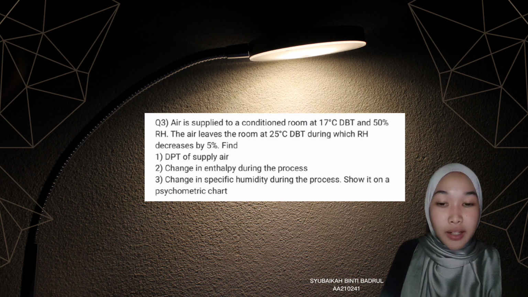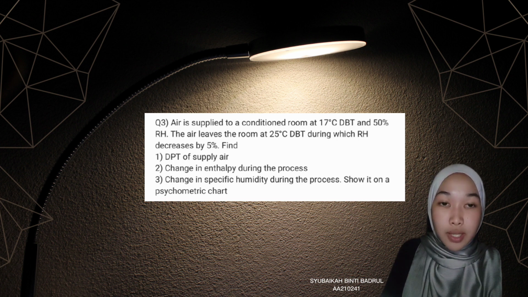Question 2. Air is supplied to a conditioned room at 17 degrees Celsius DBT and 50% RH. The air leaves the room at 25 degrees Celsius DBT, during which RH decreased by 5%. Find DPT of supplied air, change in enthalpy during the process, change in specific humidity during the process. Show it on a psychrometric chart.